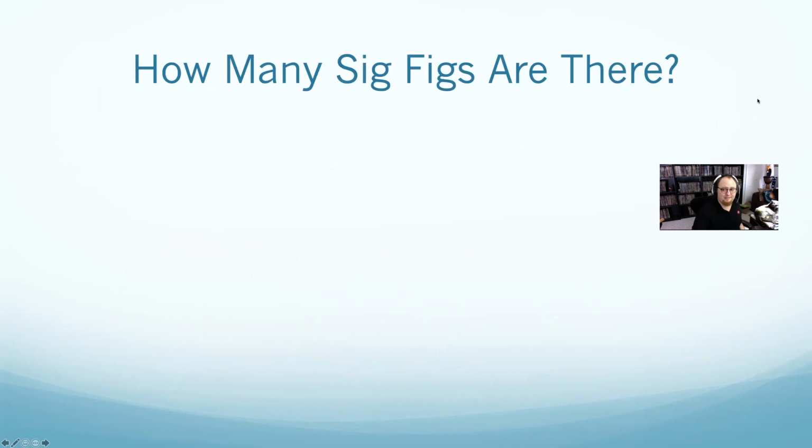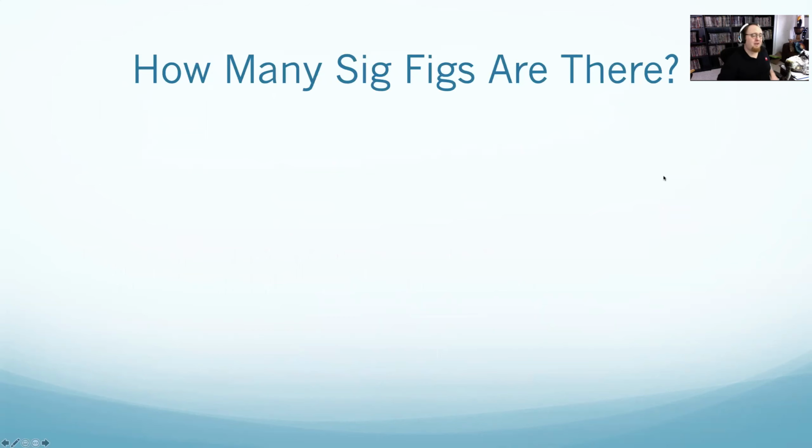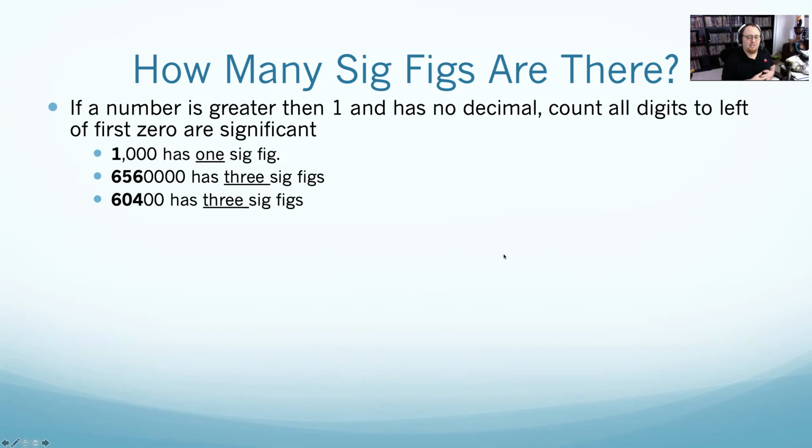And so here's the idea. I'm going to break our numbers into 3 categories. The first one is the number is greater than 1 and has no decimal. If a number is greater than 1 and has no decimal, all of the digits to the left of the first 0 are significant.